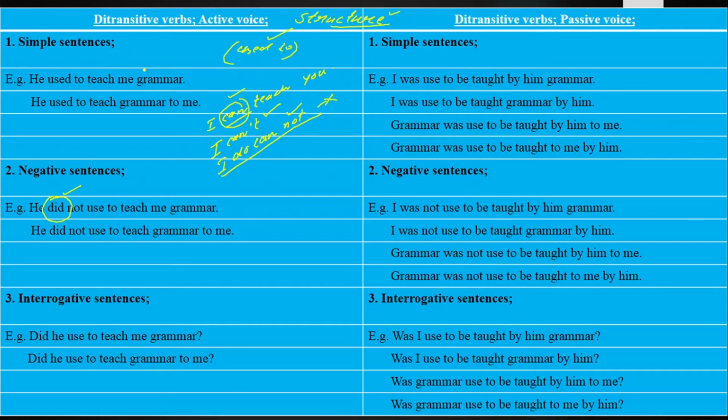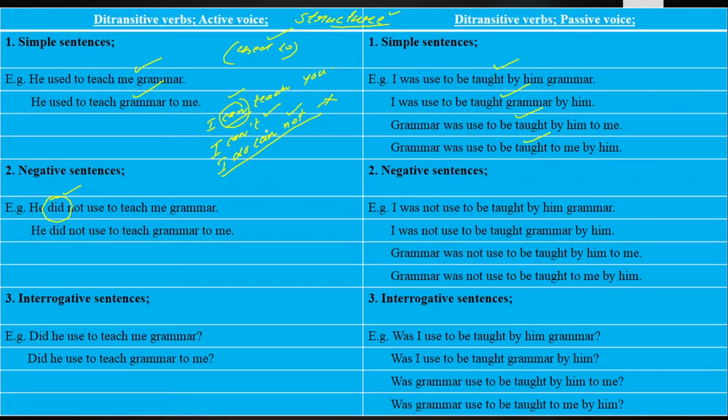He used to teach me grammar, and it is used for past habits and actions. He used to teach grammar to me. I was used to be taught by him grammar. I was used to be taught grammar by him. Grammar was used to be taught by him to me. Grammar was used to be taught to me by him.